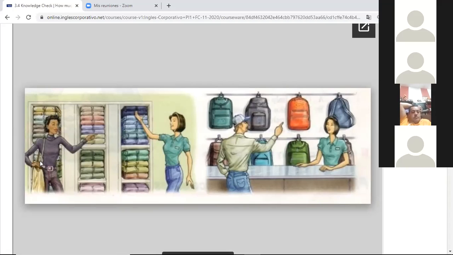Yes, because she's wearing a bag, right? Normally the clerk or the employee never wears a bag, right? So this is the clerk and this is the customer or client, right? Good. And then we have another picture. The same woman, look, the same woman here and a man, right? So obviously the man is the customer, right? Teacher. Client. Yes.